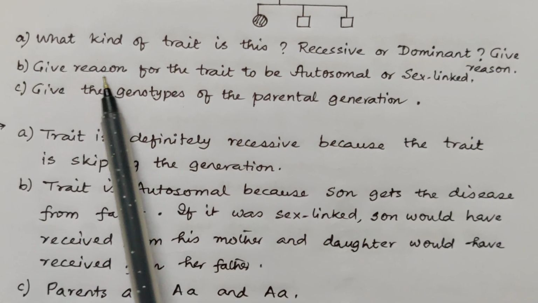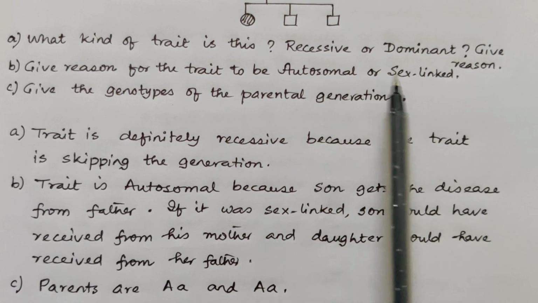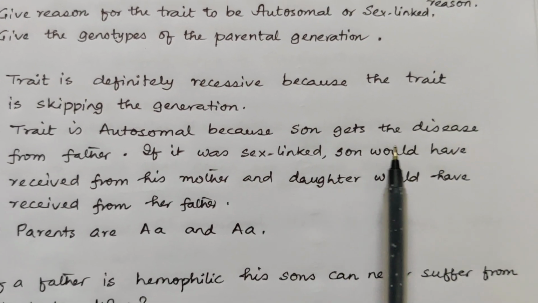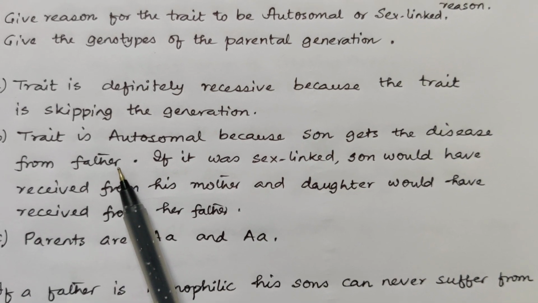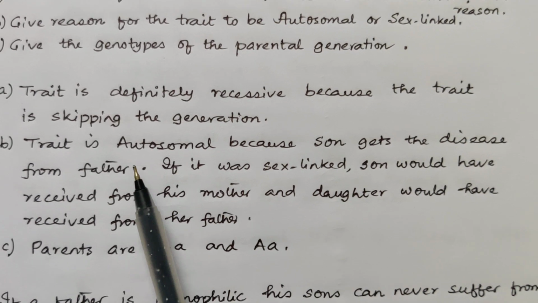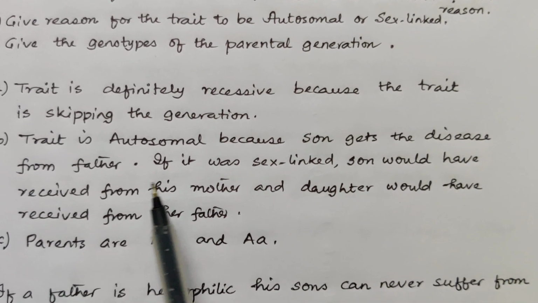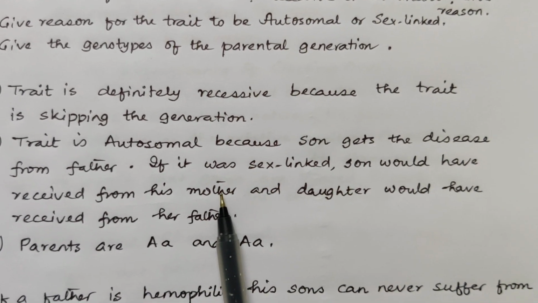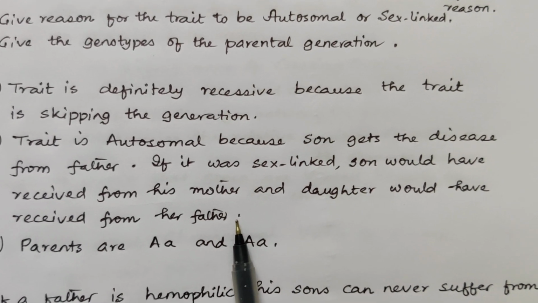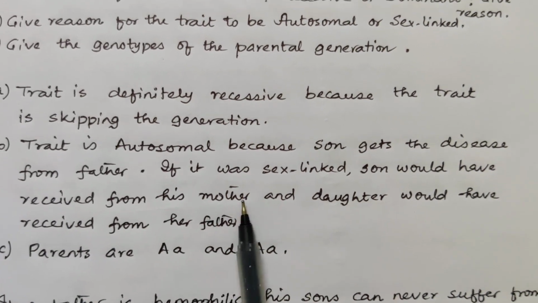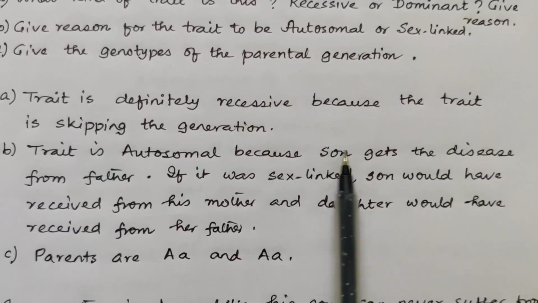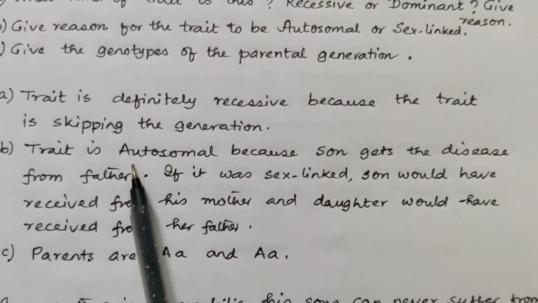Next part of the question is give reason for the trait to be autosomal or sex-linked. The trait is definitely autosomal because the son gets the disease from the father. If it was a sex-linked disease or X-linked disease, the son would have received it from his mother, and similarly, the daughter would have received it from her father. Since this is not happening, and the son gets the disease from the father, this is an autosomal case.